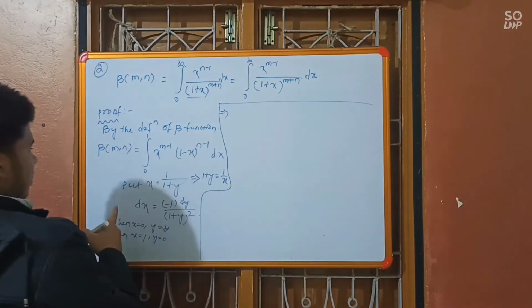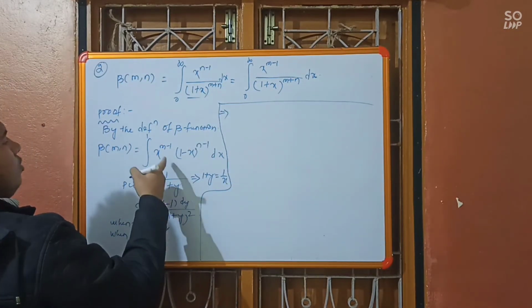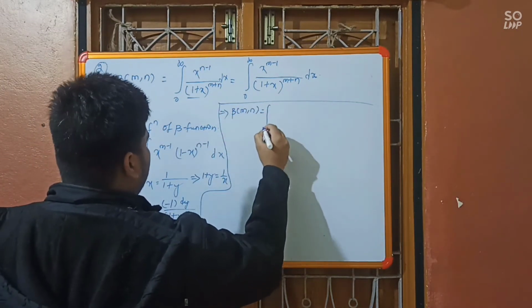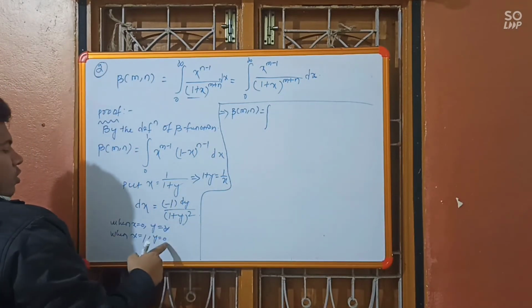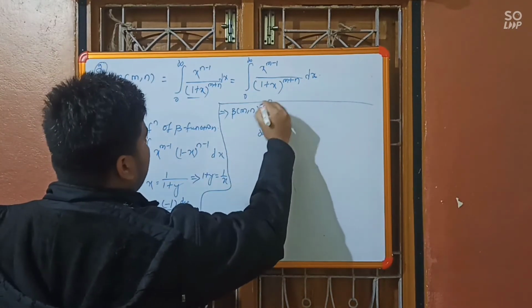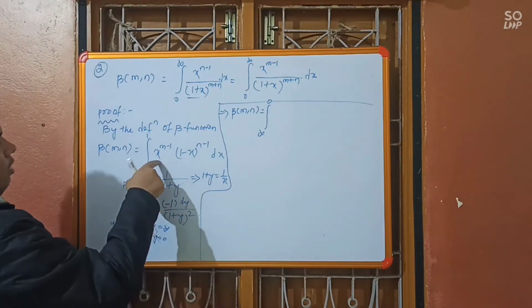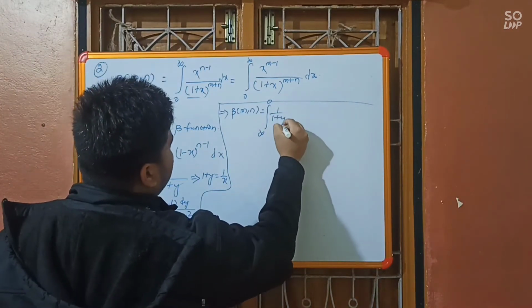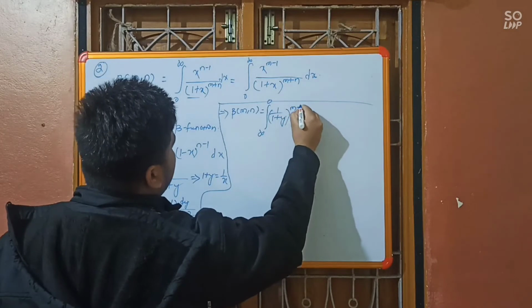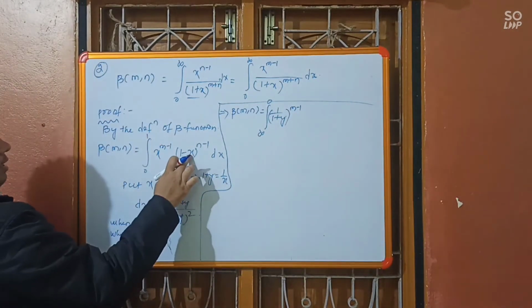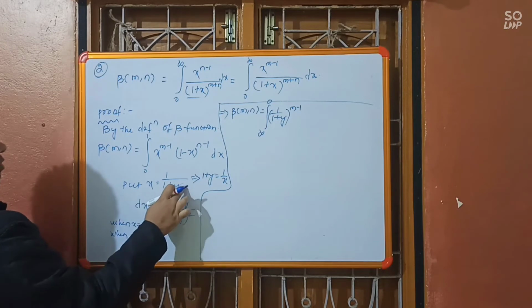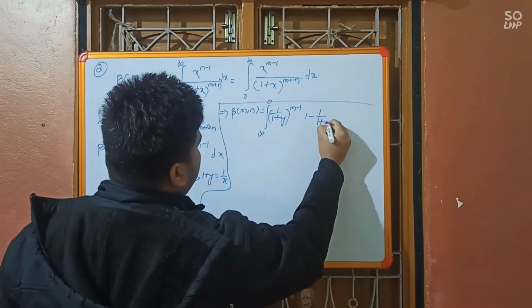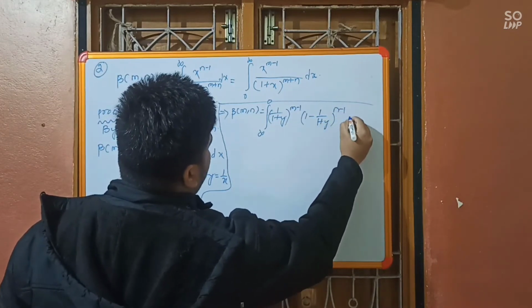So put these values in this function. Beta(m,n) is equal to integral from infinite to 0. Put here the value of x, that is 1 by (1 plus y), so (1 by (1 plus y)) to the power m minus 1. And here also in the place of x we put 1 by (1 plus y), so (1 minus 1 by (1 plus y)) to the power n minus 1 dy.